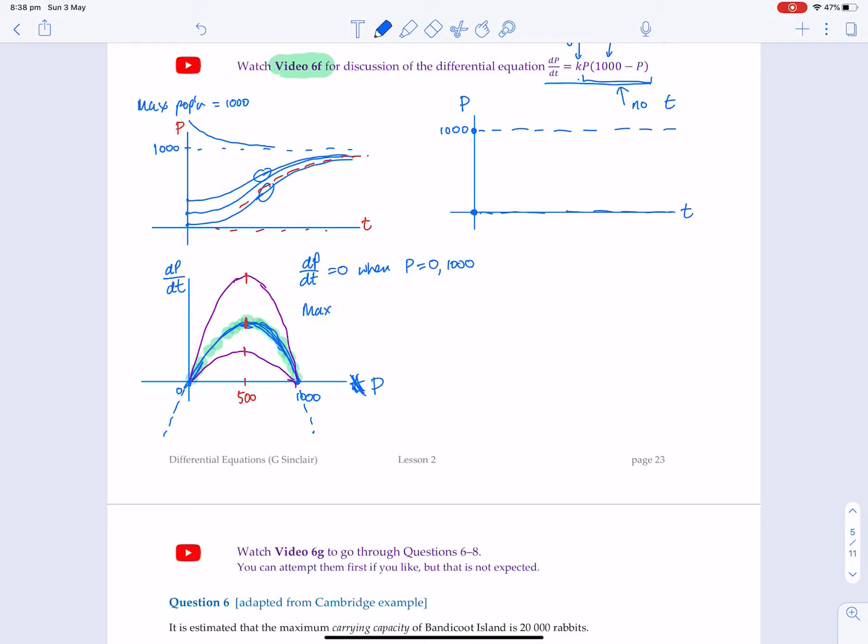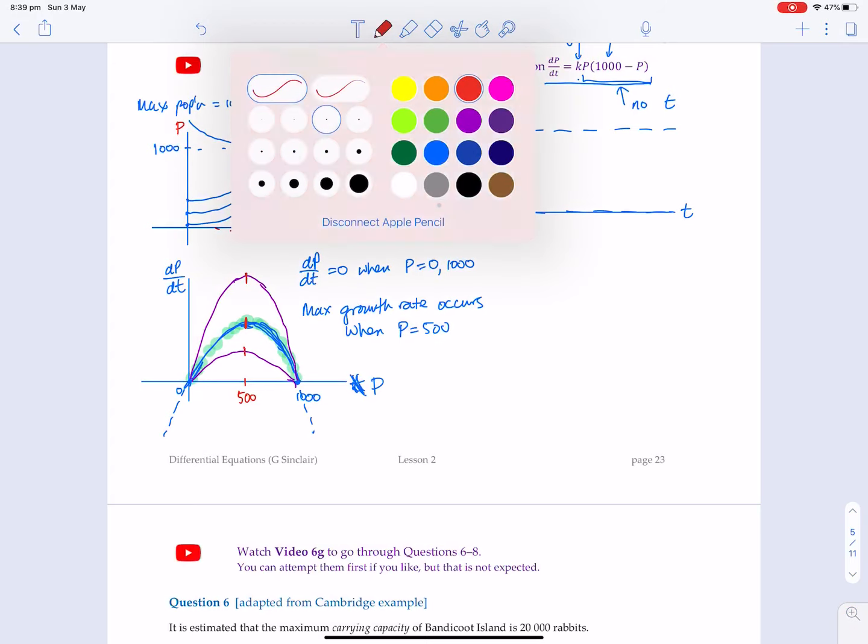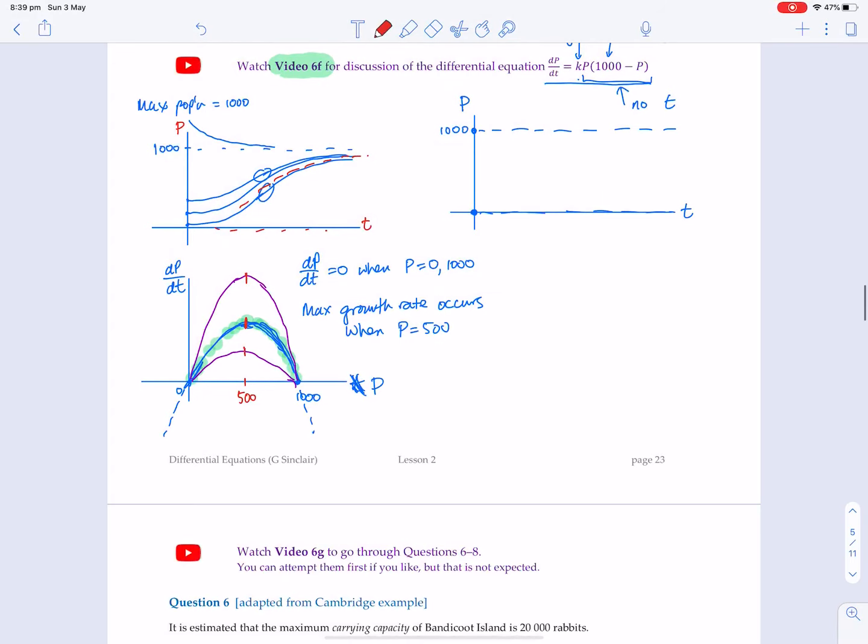The other key point, the maximum growth rate occurs when p equals 500, so half of its limit, because of the symmetry of the parabola. And that means that in the slope field, these red lines I'm drawing, I've chosen an arbitrary gradient. These red lines I'm drawing are the steepest that the slope field will ever get.